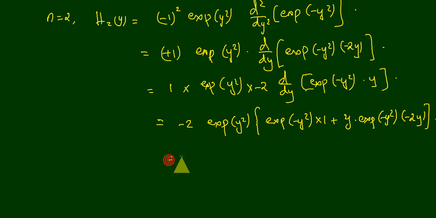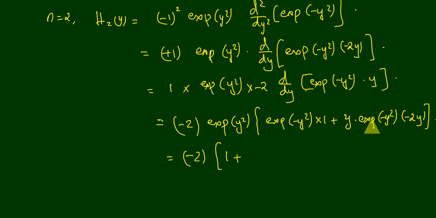So we write minus 2 into exponential y square, and we multiply all these terms with the exponential y square. When we do that, exponential y square and exponential minus y square will be cancelled. What is remaining here is 1 plus y into exponential minus y square.